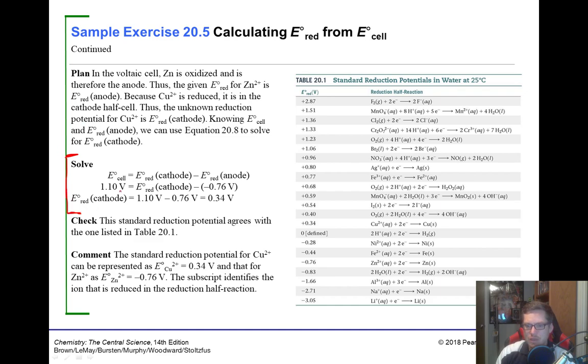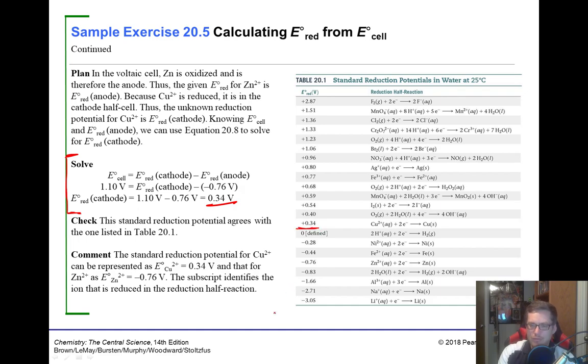So let's walk through. They skip the plan, but you can read it if you want. It's easy enough. We know that the E cell is equal to the reduction at the cathode minus the reduction at the anode. Our E cell is 1.10. The cathode is what we're solving for, and the anode is negative 0.76, which they stated, and we can also see it on our little graph: zinc 2+ is at negative 0.76. We plug that in, take 1.10 minus negative 0.76, and we get 0.34 volts.